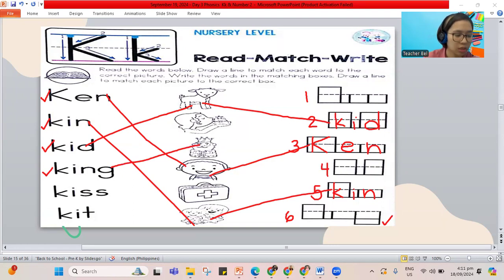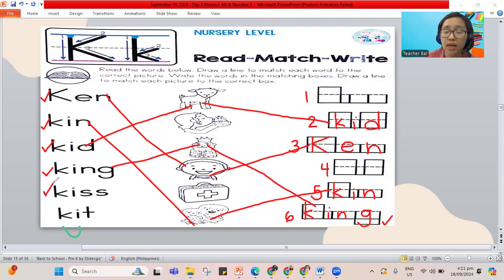K-I-N-G. Let's write K-I-N, and the letter G, king. Let's make a line. This should go here. Make a line for king. Okay, next one.